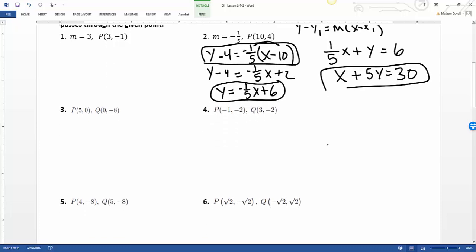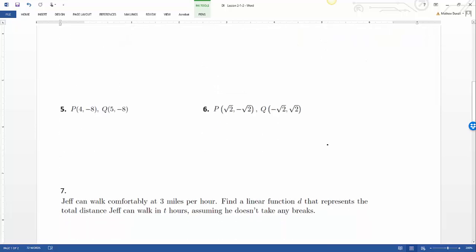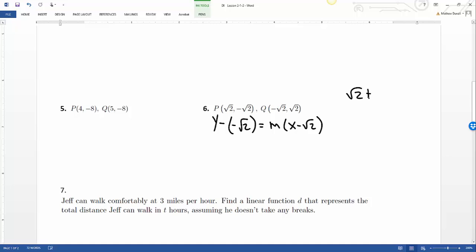So let's look at number 4. Actually, let's do a square root one. So y minus y1 equals my m times x minus x1. I don't have my m, so we need to find it. So y2 minus y1 over x2 minus x1. And so that's going to be 2 root 2 over negative 2 root 2. So that reduces into negative 1. So my m is negative 1.